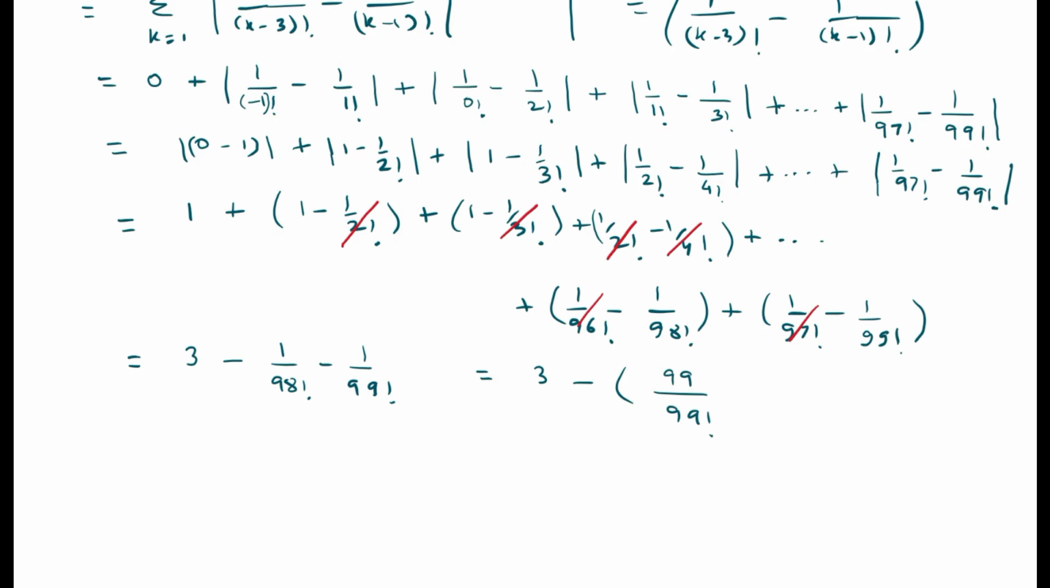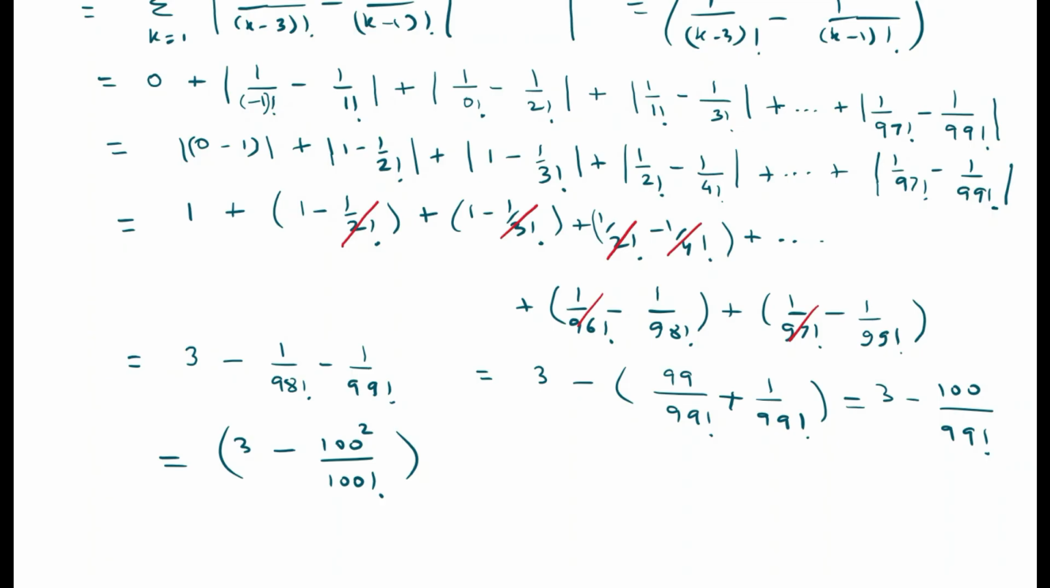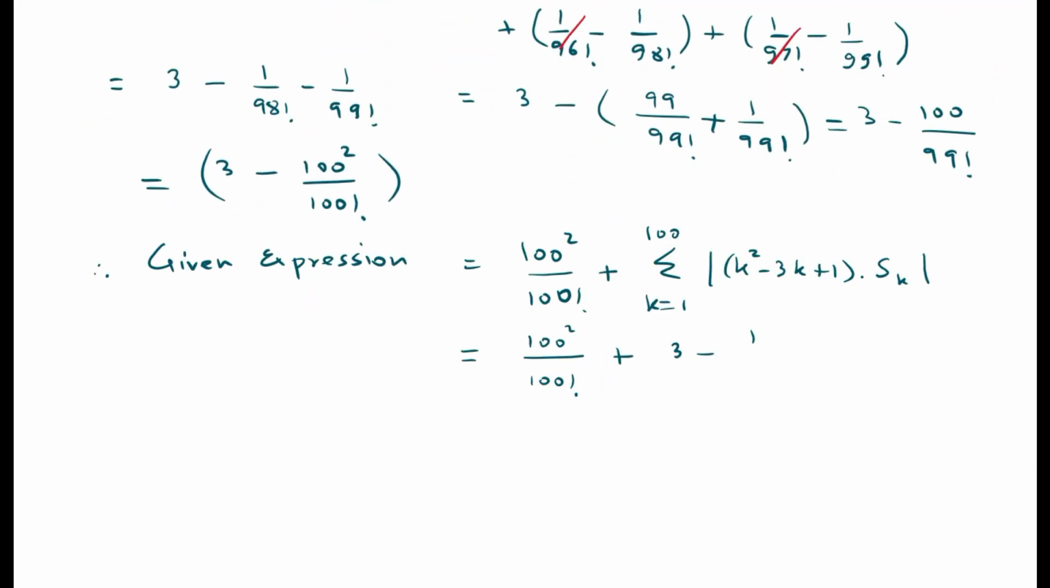You can write it as 3 minus 99 by 99 factorial minus 1 by 99 factorial, since we have multiplied and divided by 99, and then you get it as 3 minus 100 by 99 factorial. Now if you multiply it by 100 in the numerator and denominator, you will get 3 minus 100 square by 100 factorial. But the given expression was 100 square by 100 factorial plus this summation. So on putting this value in the given expression, the 100 square by 100 factorial cancels out and the final answer comes out as 3.